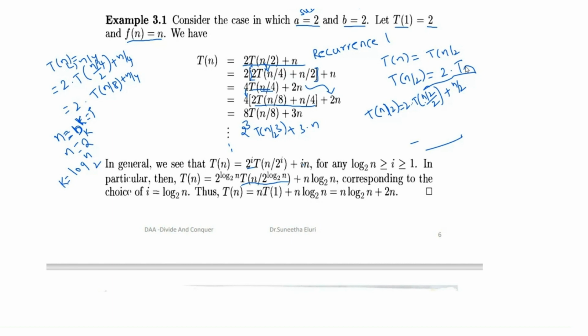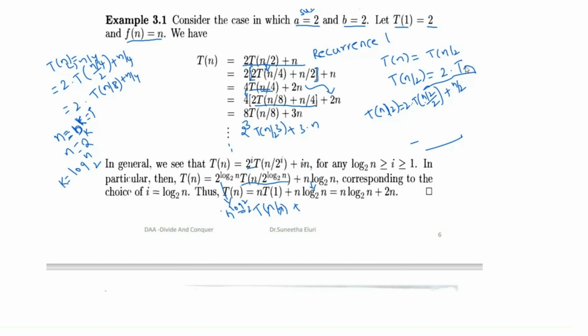If I simplify this, it becomes n power log 2 to the base 2, and this becomes a constant here. So plus into T of n by n, this becomes T of n by n, so n gets cancelled. So n into T of 1 plus n log n to the base 2.